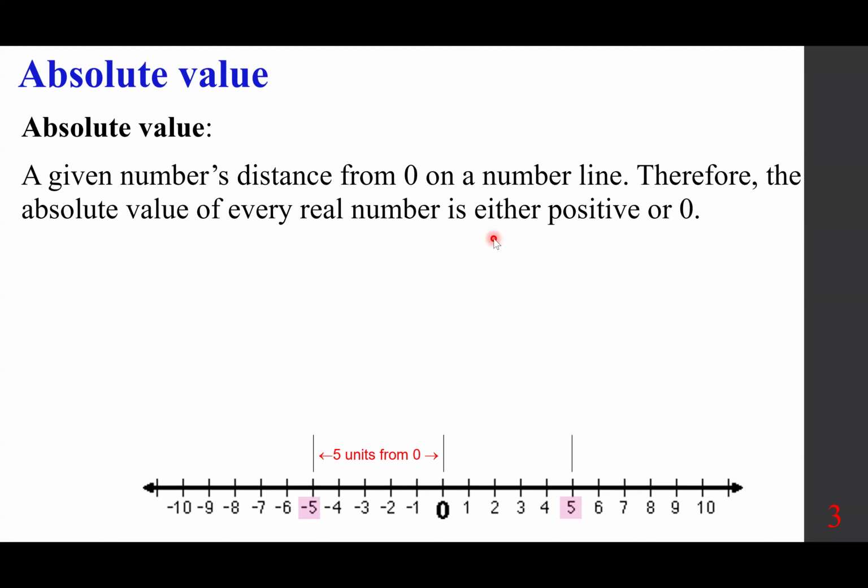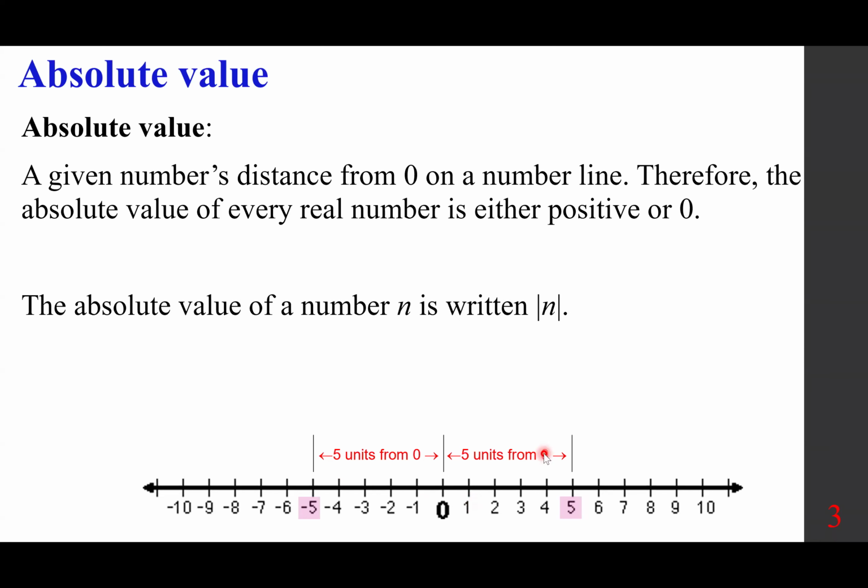Five units from 0, we go to the right, we go to the left. This distance is a 5, and therefore the absolute value of a number n is written as absolute value of n, and absolute value of 5 is 5, absolute value of negative 5 is also 5.